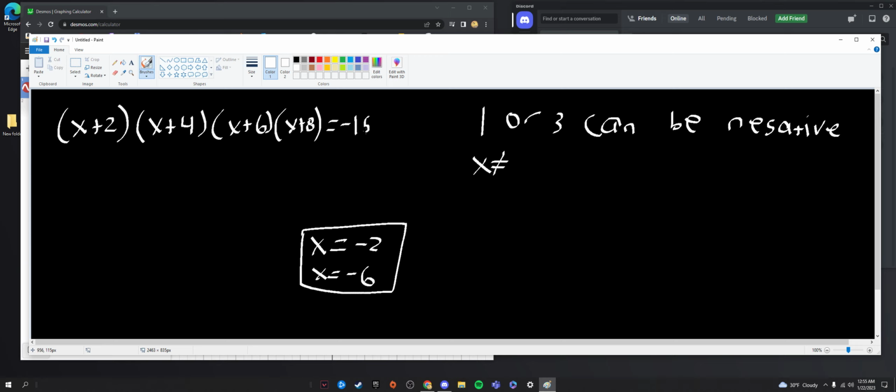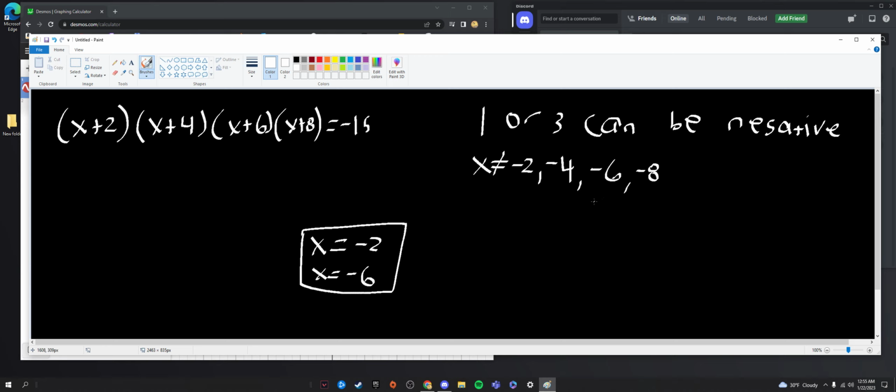Originally, I chose some arbitrary constant. I just chose like 24. I didn't get the solutions for 24, but the point is we're going to have this equal negative 15 because we're going to do the same thing. So now we still know that since it's negative and there's 4 terms, we need 1 or 3 of these terms to be negative, and now x cannot equal negative 2, negative 4, negative 6, or negative 8.